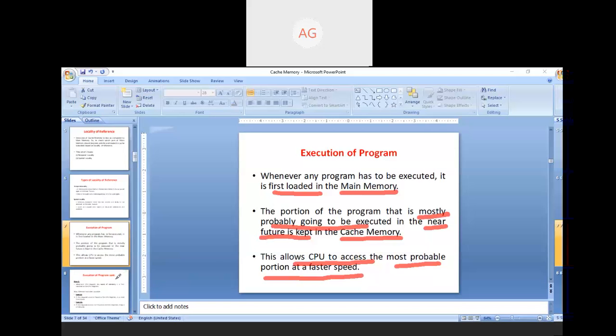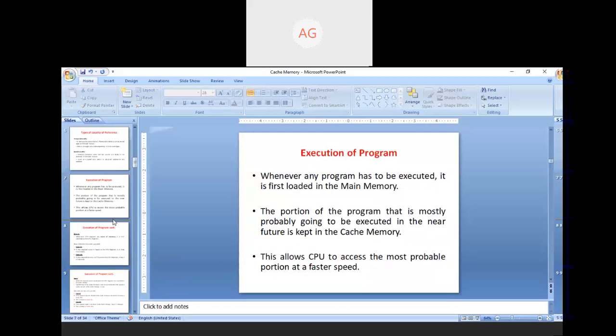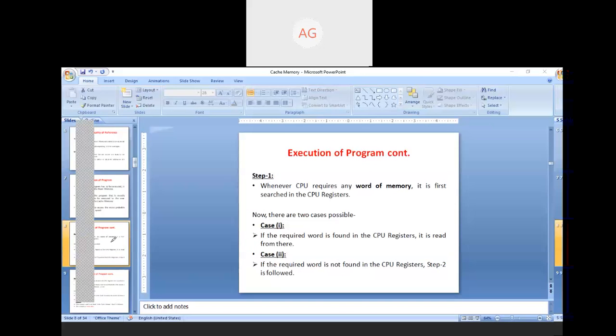Moving to the next slide, here we started the execution of a program. Now we are discussing it in more detail in the next slides. In step 1, whenever the CPU requires any word of memory, it is first searched in the CPU register. As we already know from the memory hierarchy diagram, at level 0 the registers are there. So the CPU first checks whether the word of memory is already present in the register.